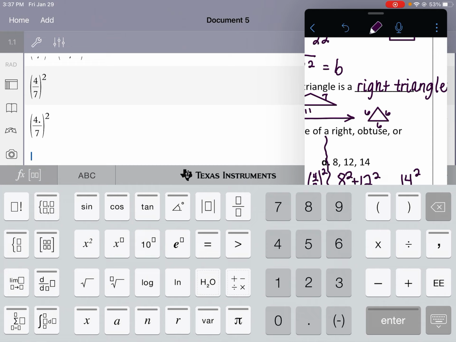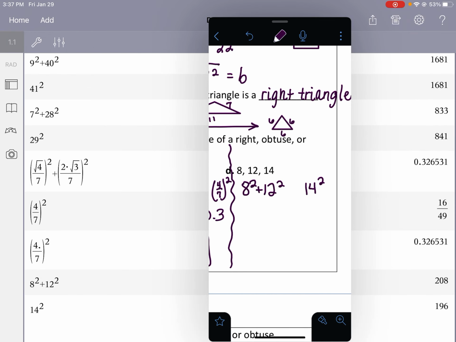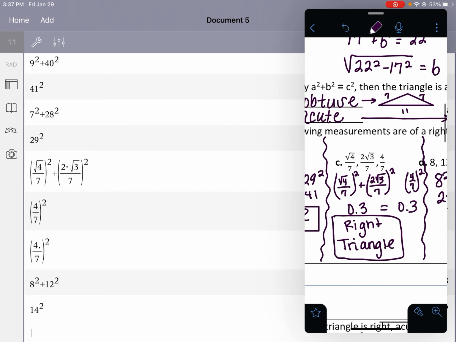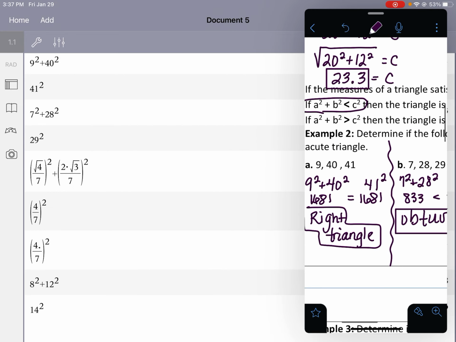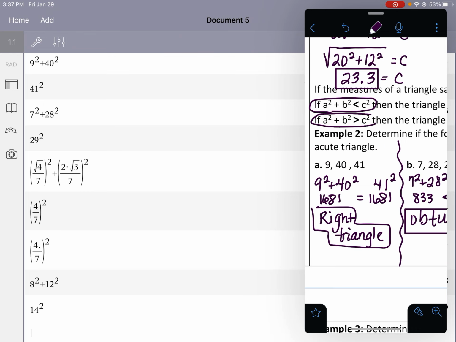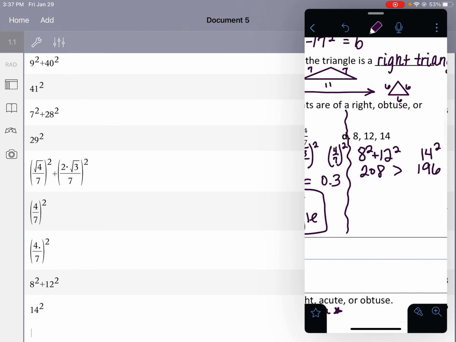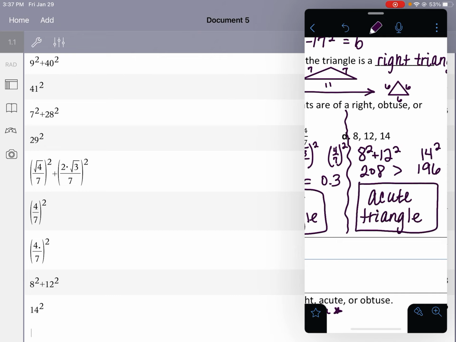So coming back to the calculator. Okay, and let's see what we got for both of those. We got 208 and 196. And obviously 208 is greater. Okay, so since those two are greater, if you look back over here at the top, since the part that we added is greater this time, that's going to be acute. So that's an acute triangle.